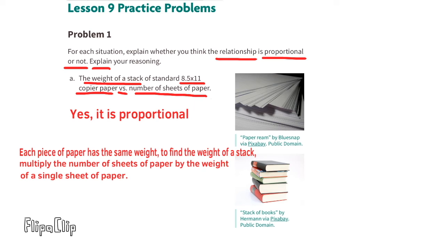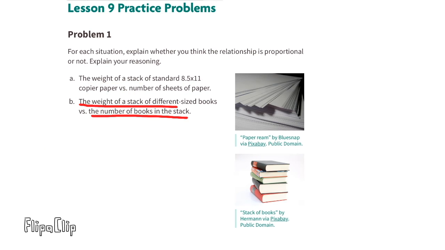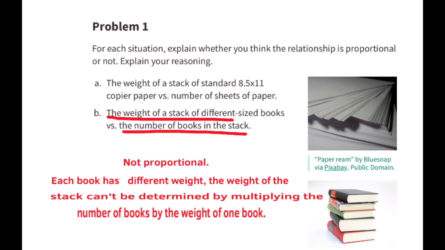B. The weight of a stack of different sized books versus the number of books in the stack. This situation is not proportional. Each book has a different weight. The weight of the stack can't be determined by multiplying the number of books by the weight of one book.